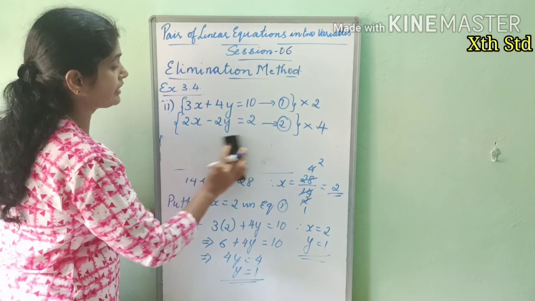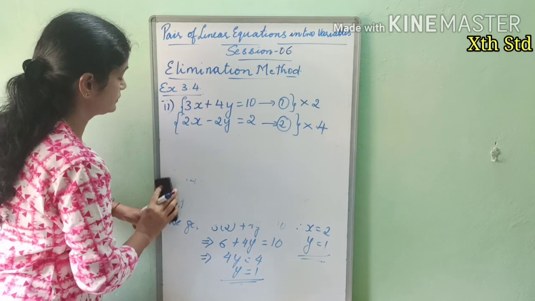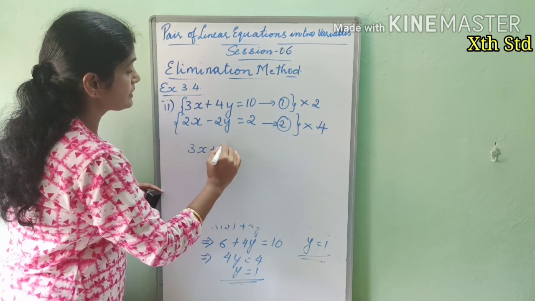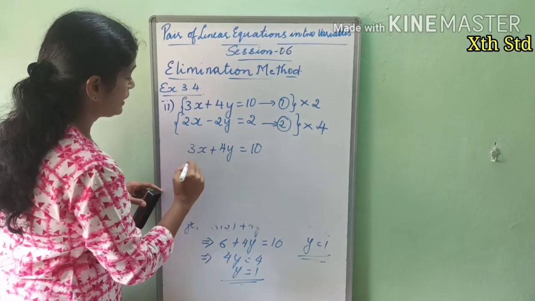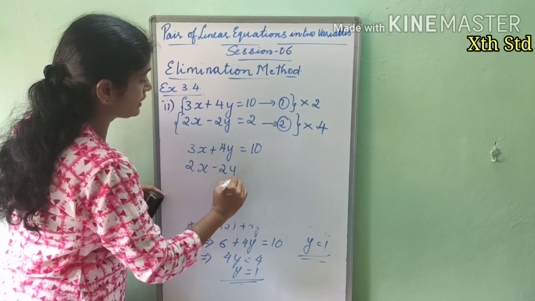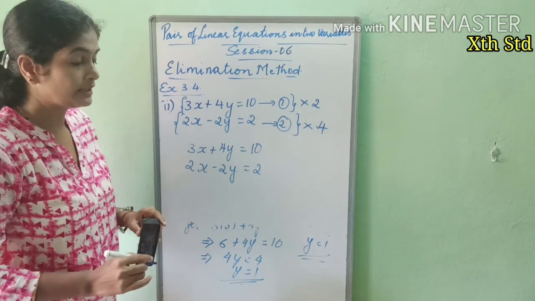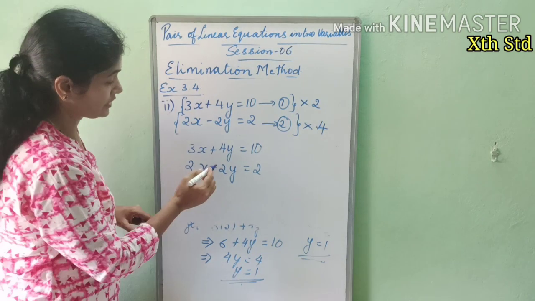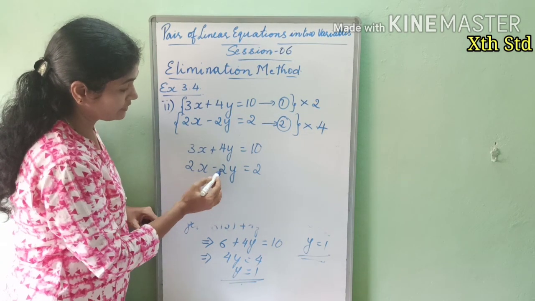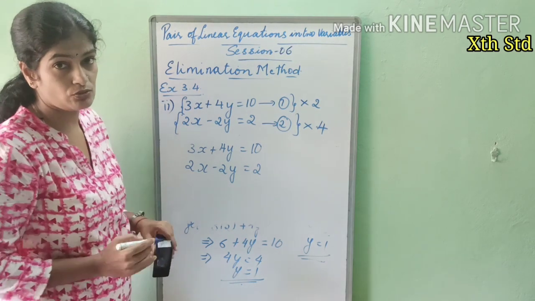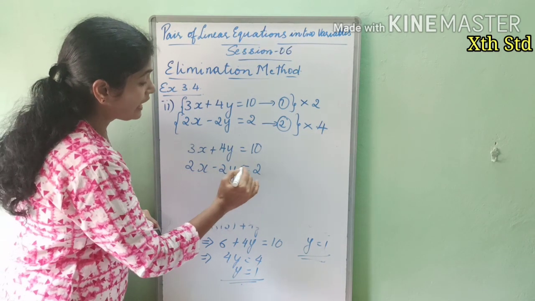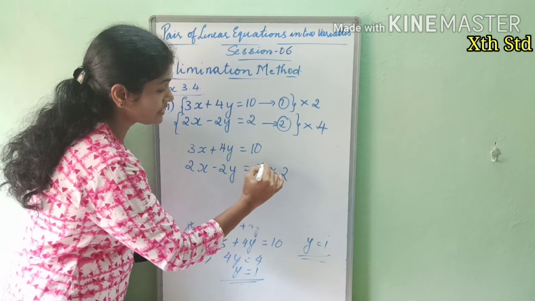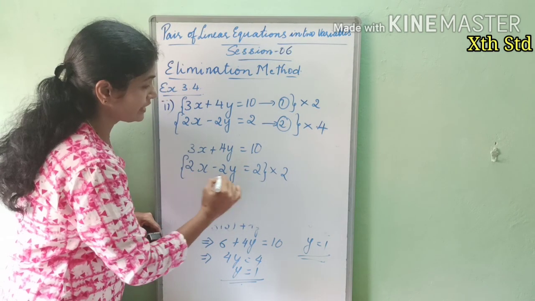So the other way is what? Now this is the equation, 3x plus 4y equal to 10 and another 2x minus 2y equal to 2. Fine. Now here we want to eliminate y, right? Then just look at it, this is 4y and this is minus 2y. Now this 2y we can make into 4y, right? So I can multiply the second equation entirely by 2.